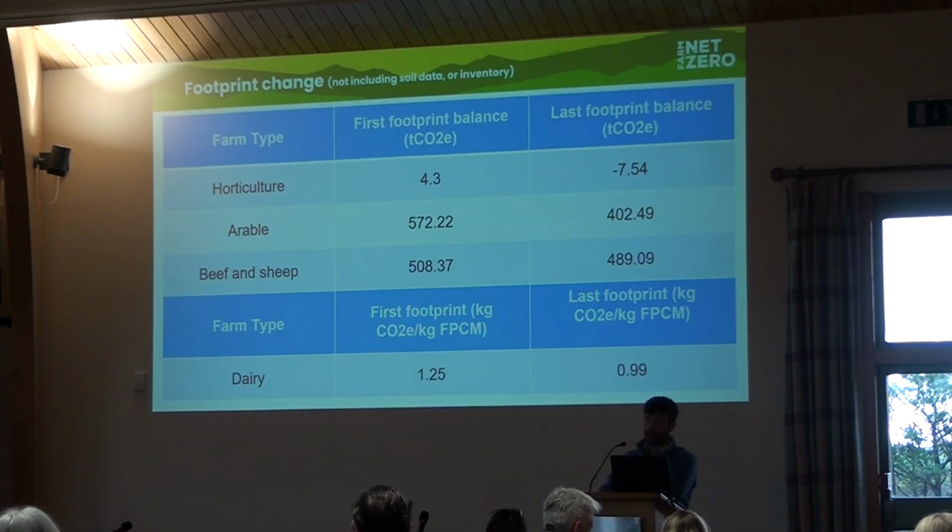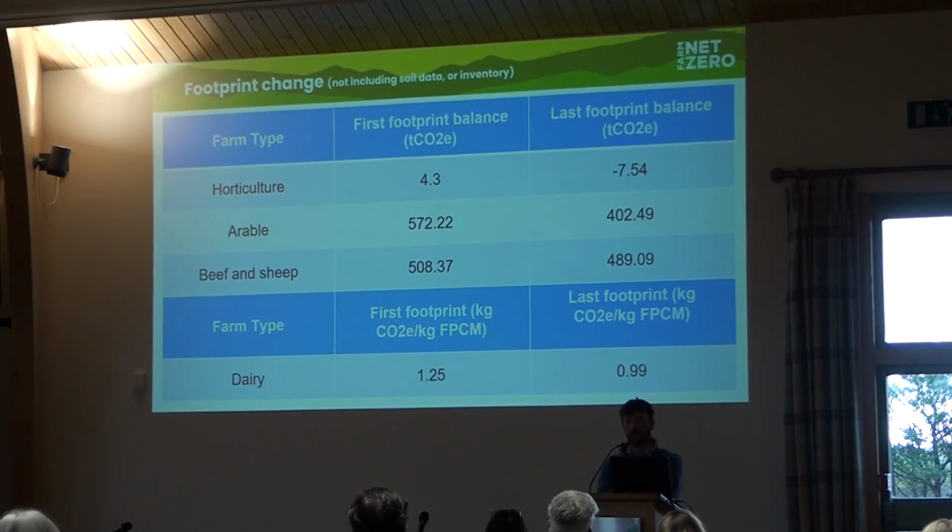These are also averages. Arable is tricky because all of the arable farms in the project are mixed with livestock as well, just because that's what we do in Cornwall. And the dairy has been reported in emissions per fat and protein corrected milk, because that's the standardised way of reporting dairy emissions across different dairy systems.